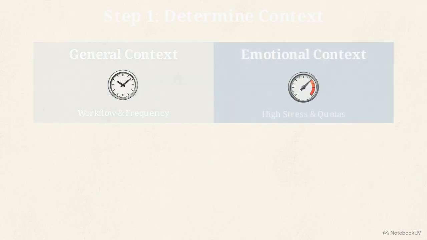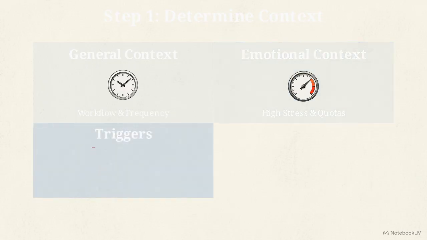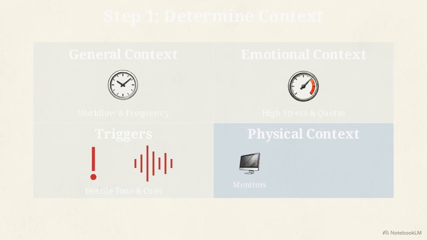We evaluate the internal stress the learner faces. In our call center, they are operating under strict calls per hour quotas and managing the anxiety of dealing with unhappy people. Third, we identify the triggers. These are specific environmental cues, like a hostile tone of voice, that alert the representative they need to apply their training. Finally, the physical context catalogs the actual tools they use, including dual monitors, databases, and telephone headsets.